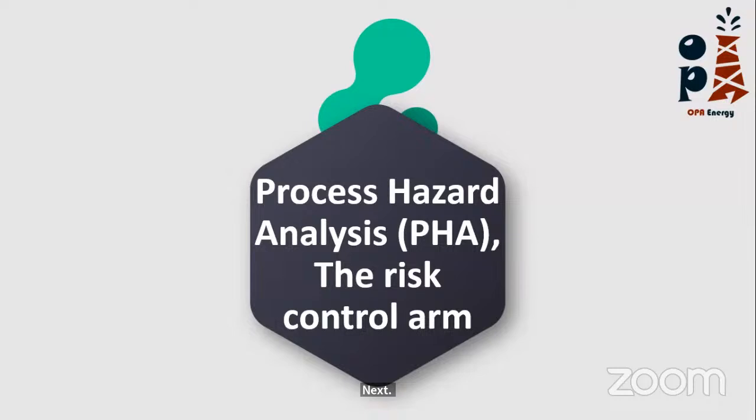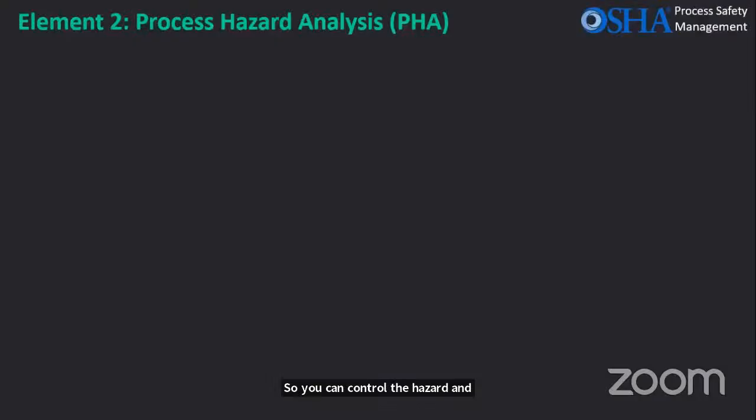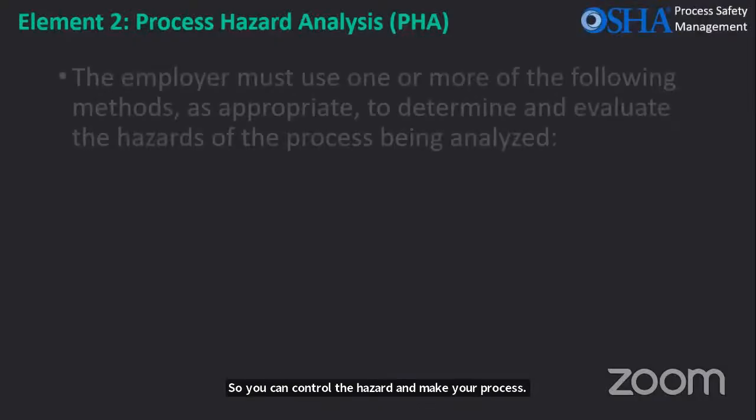What is the PHA? I know that many of you have heard about the PHA, process hazard analysis. Process hazard analysis is considered the risk control arm. How to control the risk except through a technique to evaluate, to assess this risk, and to control this risk so you can control the hazard and make your process safe. What is process hazard analysis?